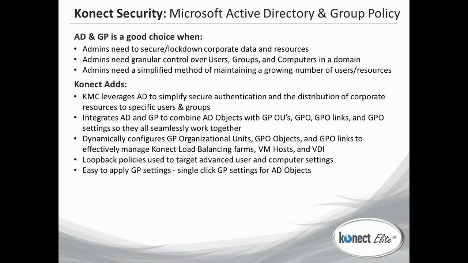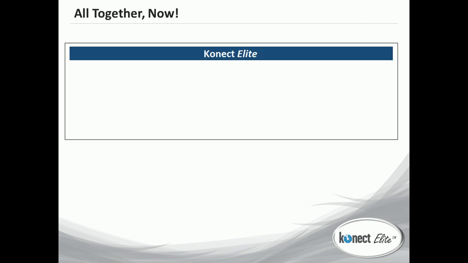Konekt's loopback policies are used to target advanced user and computer settings, and also Konekt makes it easy to apply GP settings with an amazing feature with single-click GP settings for AD objects. Basically, Konekt takes this very powerful and complicated process of combining Active Directory and group policy and makes it simple and intuitive for the administrator, so he can easily manage any network as well as enhance the security of any network resources.